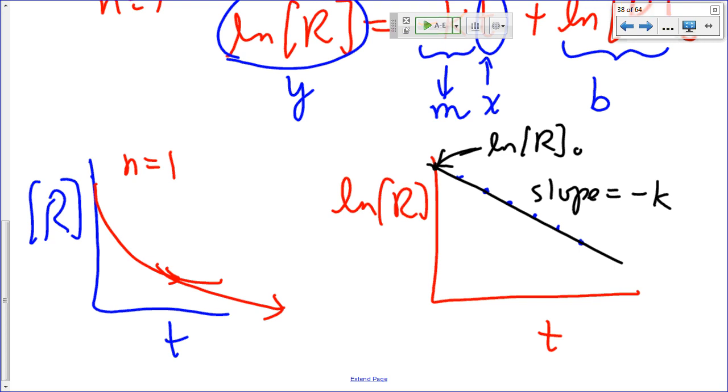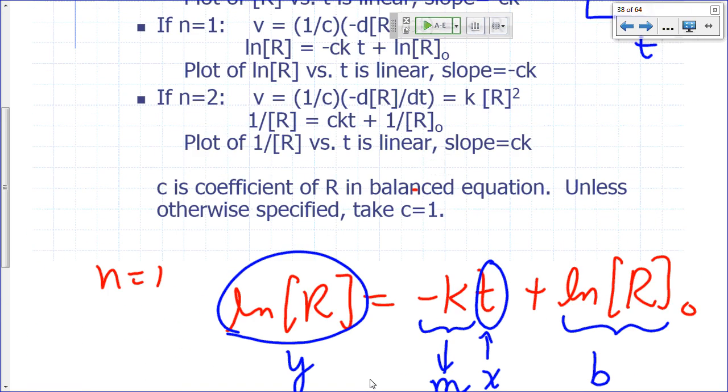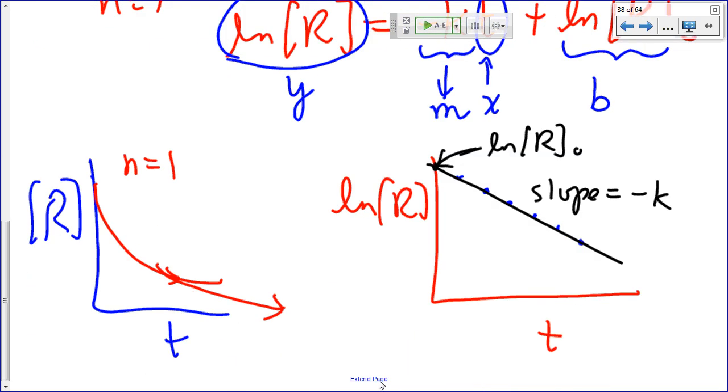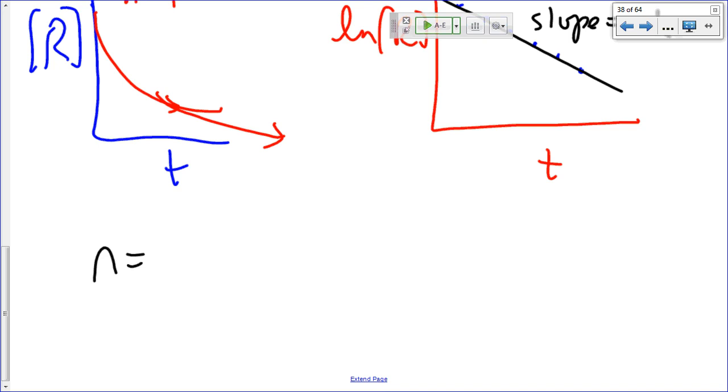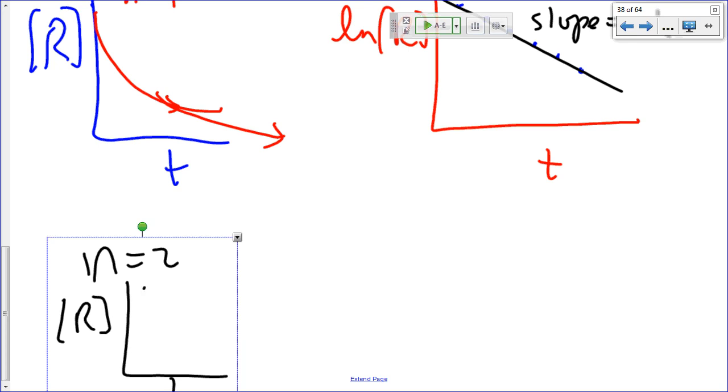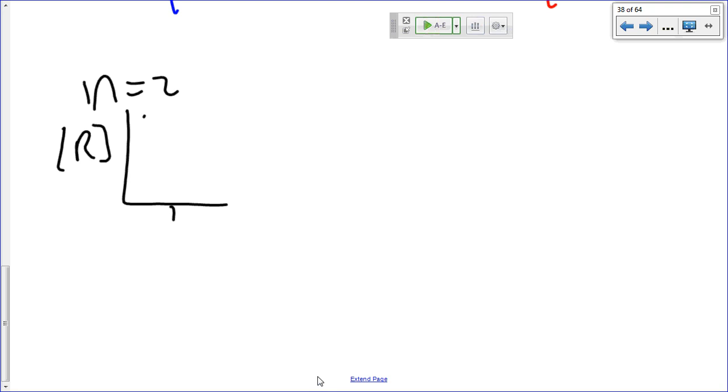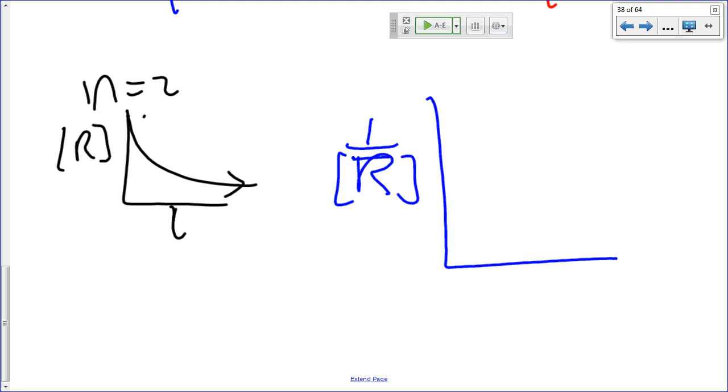Okay, how can you tell if it's second order? This last one right here, n equals 2. Again, if you plot R versus time, you're going to get a curve. A quicker way to check whether or not it is second order is to plot 1 over R, so 1 over the concentration of R versus time.